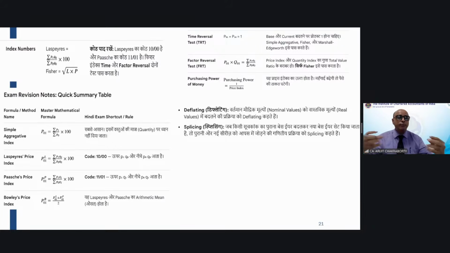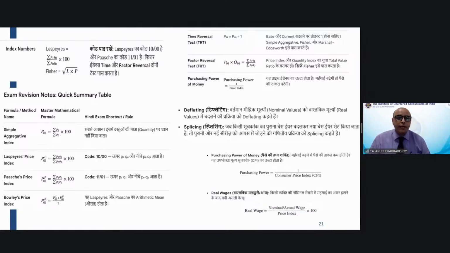Splicing याद रखिए, combining सूचकांक जो है इसको हम लोग जोड़ने के बाद नई सीरीज और पुराने सीरीज ऑफ इंडेक्स नंबर जोड़ने की जो प्रक्रिया उसे हम लोग स्प्लाइसिंग कहते हैं. Finally, purchasing power, you can see 1 by consumer price index, and real wages is equal to the nominal wage or the actual wage given in the problem divided by the price index into 100.